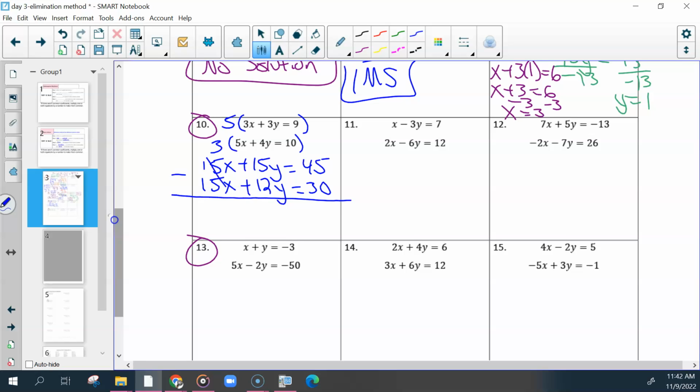So 15 minus 15, those would cancel. 15 minus 12 would be 3. 45 minus 30 is 15. Divide everything by 3. So that y equals 5. Okay. And then you have 4 choices now to put this back into: the first, the original, or the 2 you changed it to. Does not matter. As long as you do the math correctly, it should all work out.